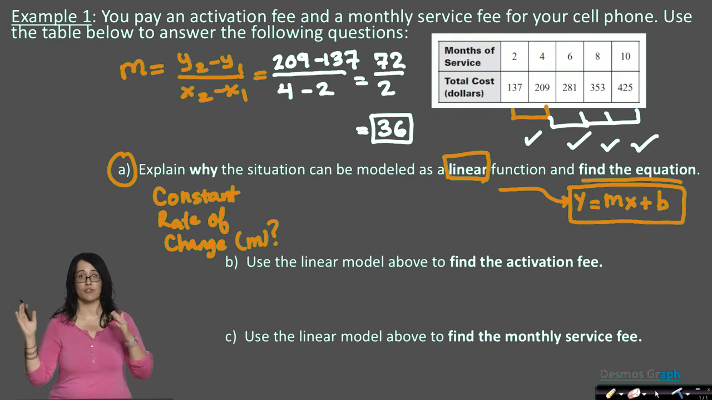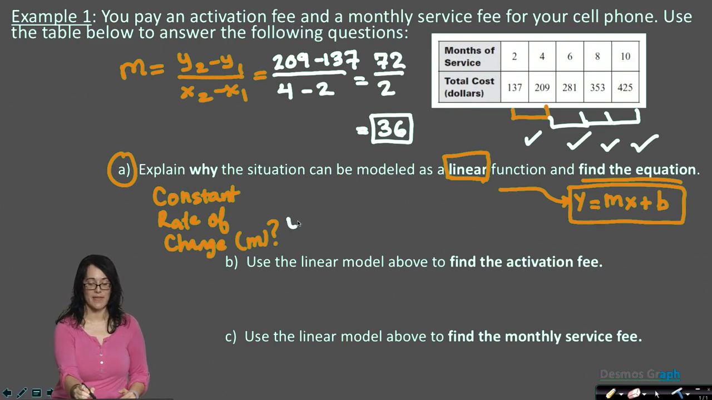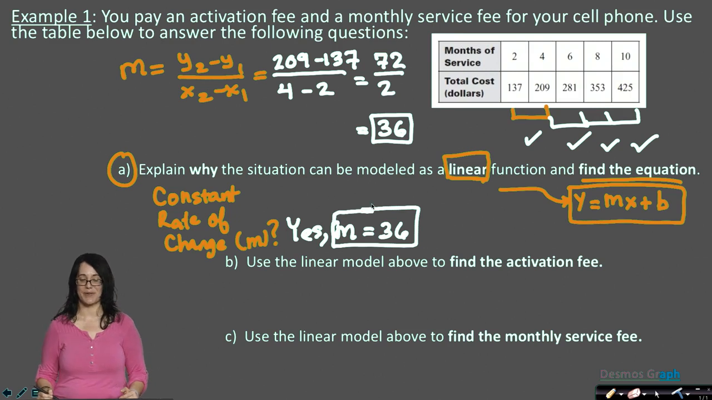If this happens, after checking consecutive outputs, you're getting the same slope each time, you truly have a linear function. We happen to have also stumbled upon our slope, haven't we? Yes, we have a constant slope, and that is our slope of 36. So every 1 month, we have increased the amount of money we've spent on this phone by $36.